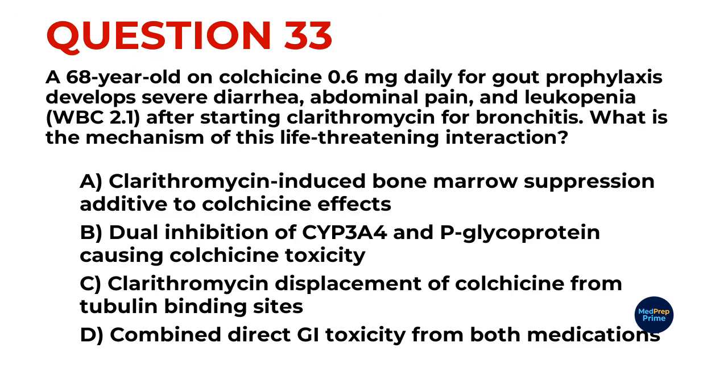A 68-year-old on colchicine 0.6 mg daily for gout prophylaxis develops severe diarrhea, abdominal pain, and leukopenia, WBC 2.1, after starting clarithromycin for bronchitis. What is the mechanism of this life-threatening interaction? Option A. Clarithromycin-induced bone marrow suppression additive to colchicine effects. Option B. Dual inhibition of CYP3A4 and P-glycoprotein causing colchicine toxicity. Option C. Clarithromycin displacement of colchicine from tubulin binding sites. Option D. Combined direct GI toxicity from both medications.